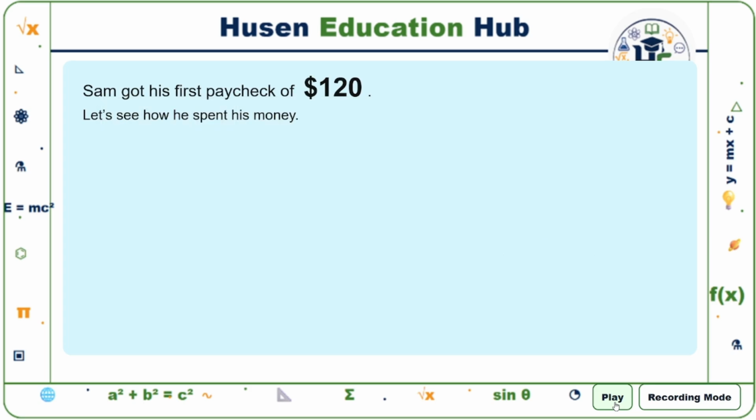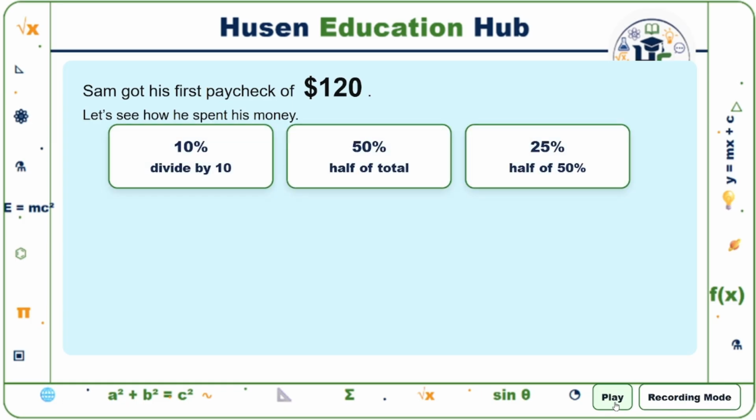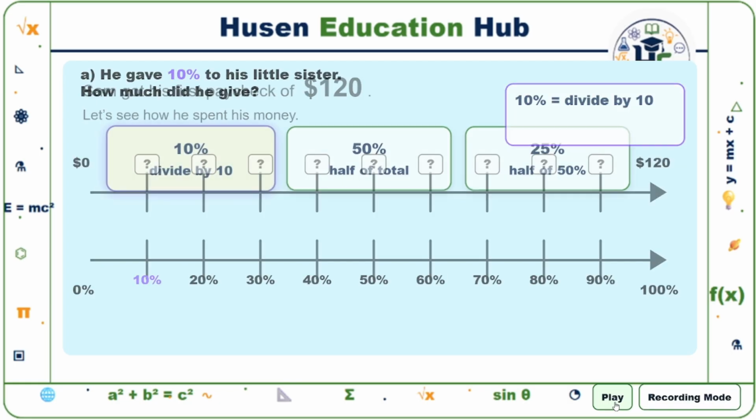Sam got his first paycheck of $120. Today we will use easy benchmark percents. We know the percent amount he spent, but we do not know the dollar amount yet. Let's learn how to find the amount from the percent. They are easy benchmark percents.